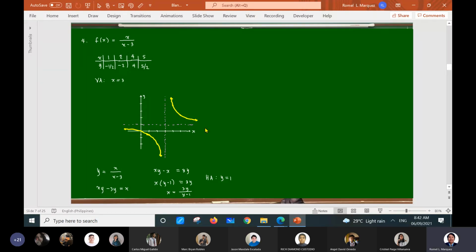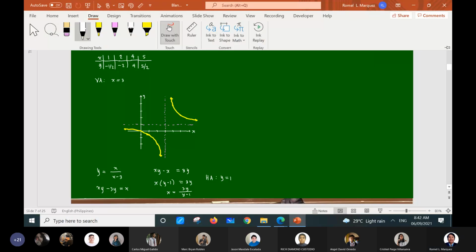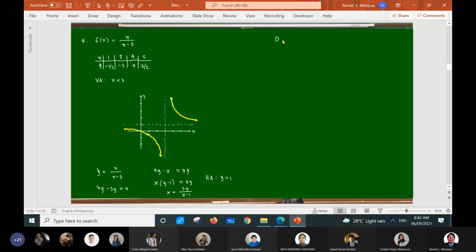Approximately, that's the graph. And if you're going to look at the domain, it is where the denominator is not 0. So meaning set of all x such that x is not equal to 3, because when x is 3, it will become undefined. Or we can write this as negative infinity to 3, with parentheses, meaning not included, union with 3 to positive infinity. Okay, guys? What about the range?